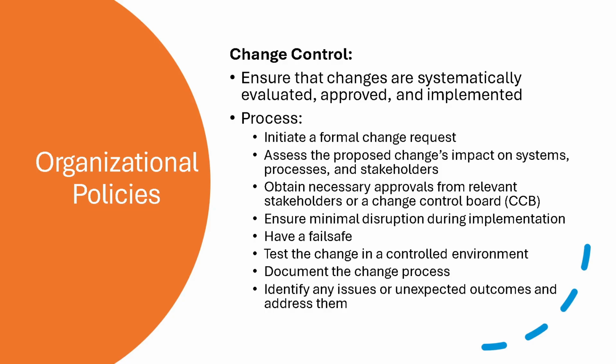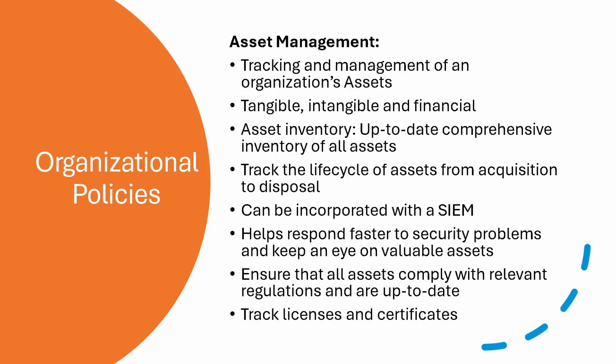The entire change control process should be well documented. This includes the change request document, the impact assessment report, approval records, implementation plan and rollback procedures, test results, and any identified issues. After implementing the change, actively monitor for any issues or unexpected outcomes. Address them promptly to minimize negative impacts. Asset management. Asset management is the systematic tracking and management of an organization's assets. This includes tangible assets, intangible assets, and financial assets.